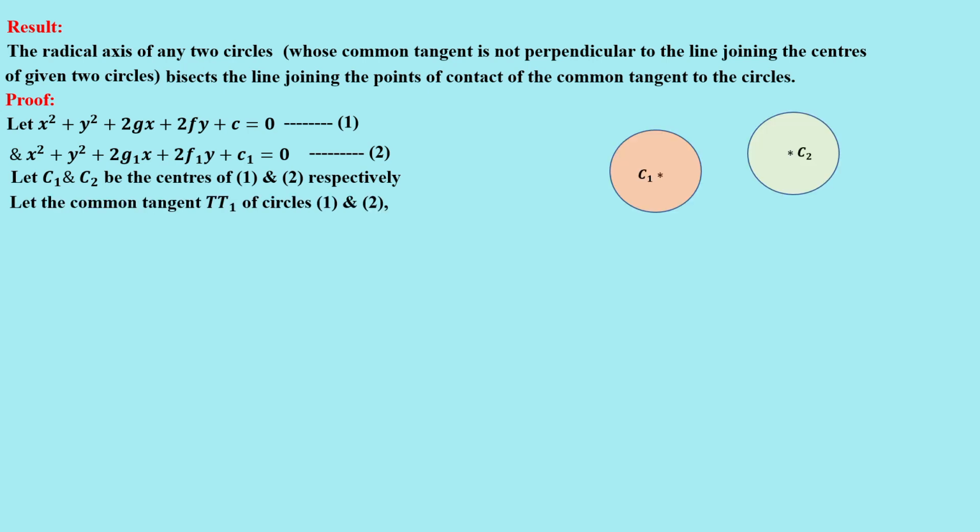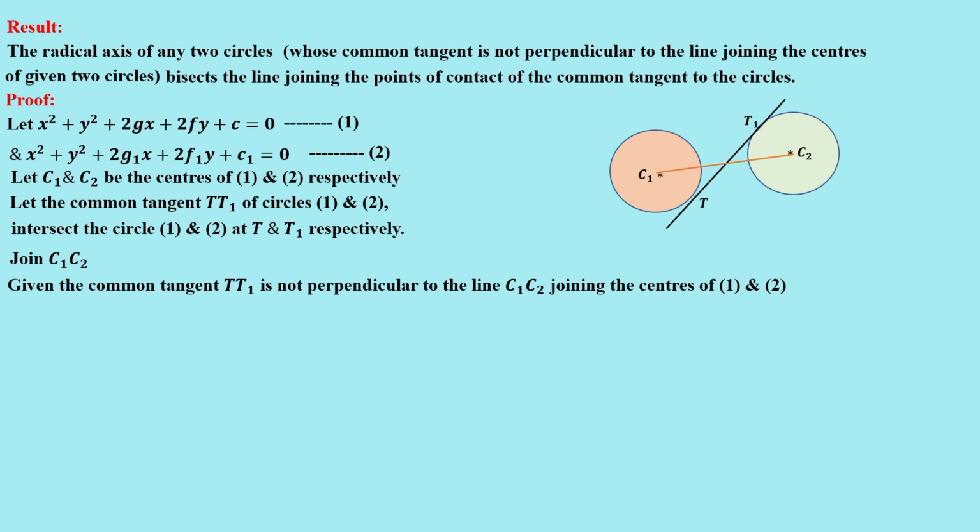Let the common tangent tt1 of the circles 1 and 2 intersect circle 1 and circle 2 at t and t1 respectively. Right, tt1 is the common tangent, intersecting the first circle at t and the second circle at t1. Join c1 and c2, the line joining the centers.